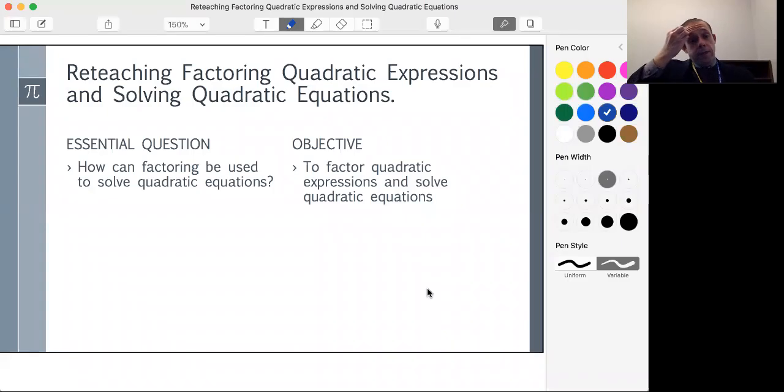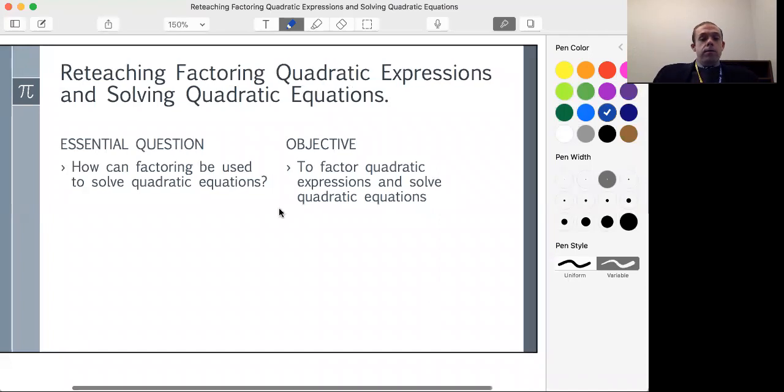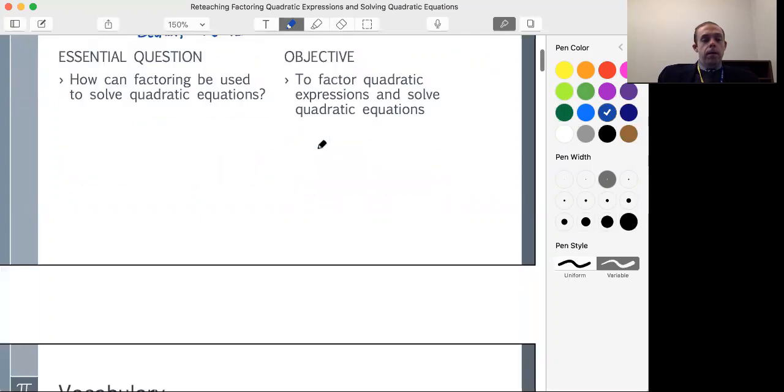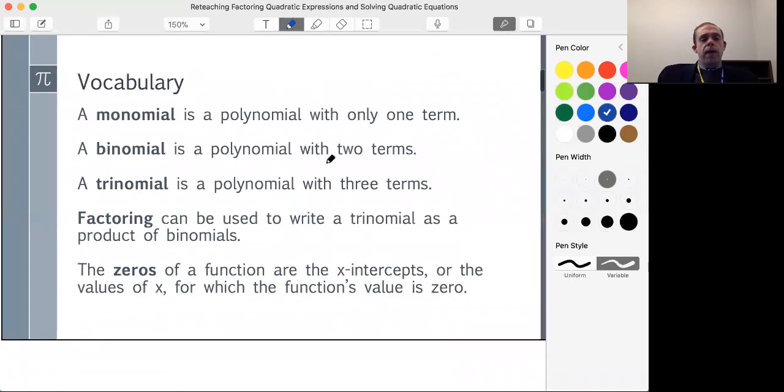All right, this is reteaching factoring quadratic expressions and solving quadratic functions. So this is really a review of sections 4.3 and 4.4. Okay, so some vocabulary to start off with.